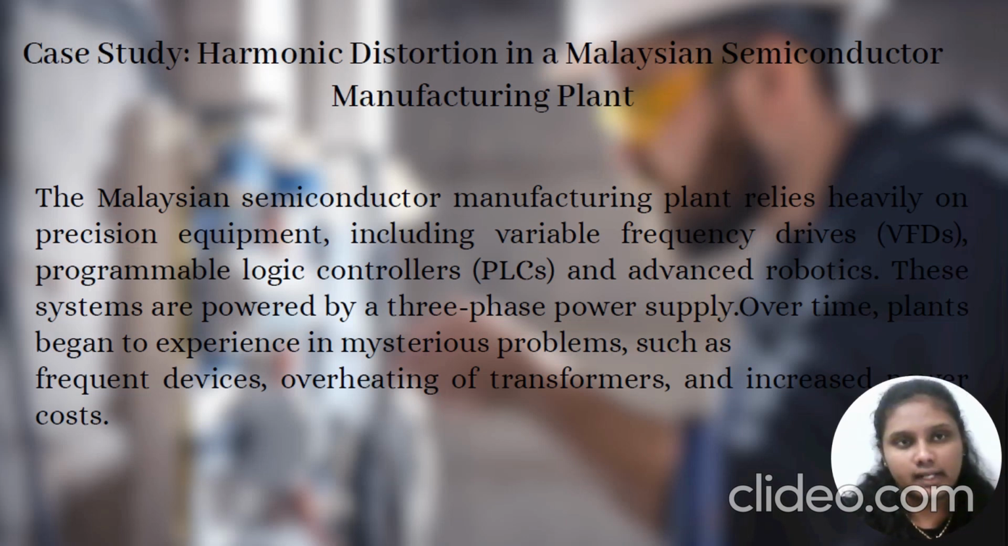So in this power quality assignment, students are required to find a case study that happened in Malaysia. So I would like to explain a case study, which is harmonic distortion in a Malaysian semiconductor manufacturing plant. The plant relies heavily on precision equipment, including variable frequency drives, which is VFDs, programmable logic controllers (PLCs), and advanced robotics. These systems are powered by a three-phase power supply. Over time, the plant began to experience mysterious problems such as frequent device failures, overheating of transformers, and increased costs.